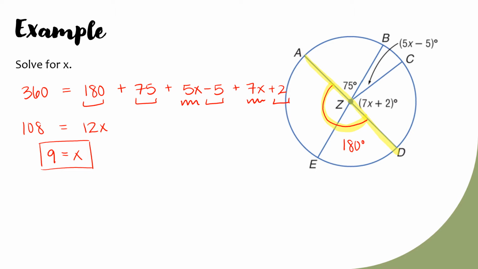Now we could have also perhaps simplified and seen, well, on the other side of that straight angle, all three of these must therefore add up to 180 degrees as well. We could have just forgotten about the whole 360 and just started off with 180 equals the sum of those three. Okay, let's keep going here.